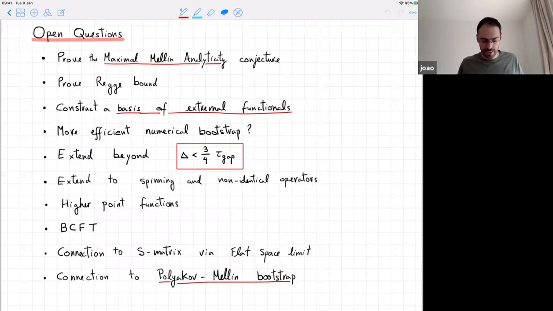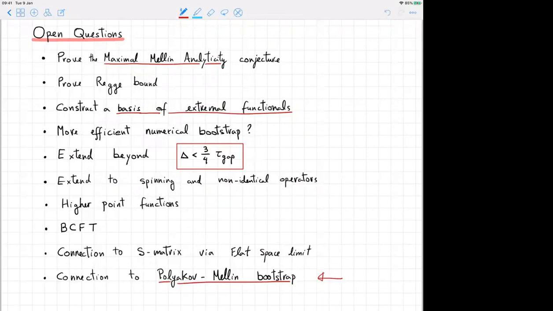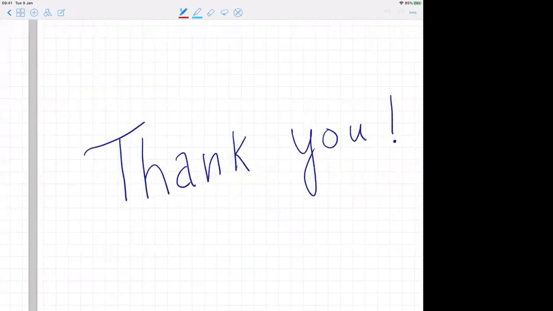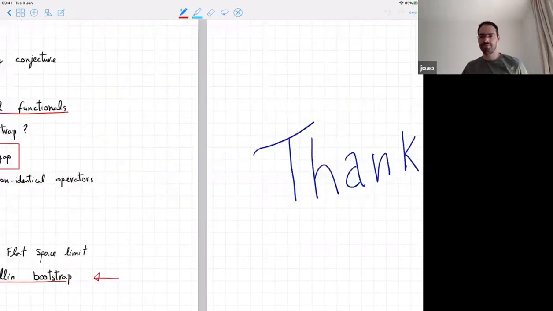Since I don't have time, I will just leave you here the open questions. There are questions about improving the rigor in the initial part, where at some point we started making assumptions to make progress. And then there are more practical questions which we are working on now, especially here. We're trying to see if this is an equivalent way of deriving the Mellin Polyakov bootstrap. Thank you very much for your attention.